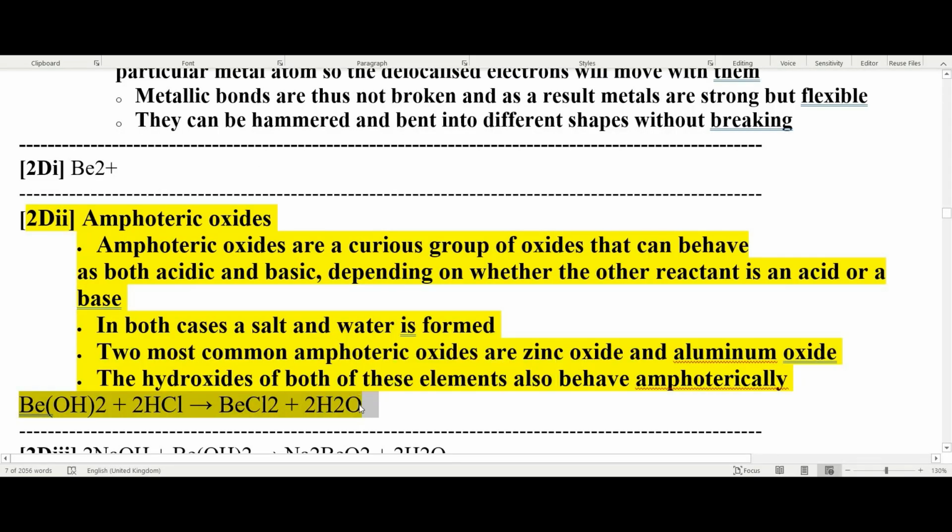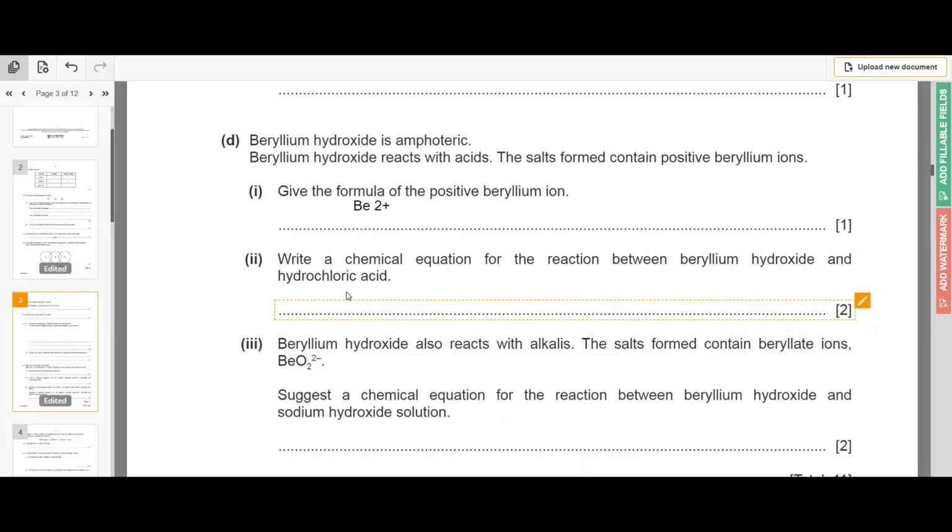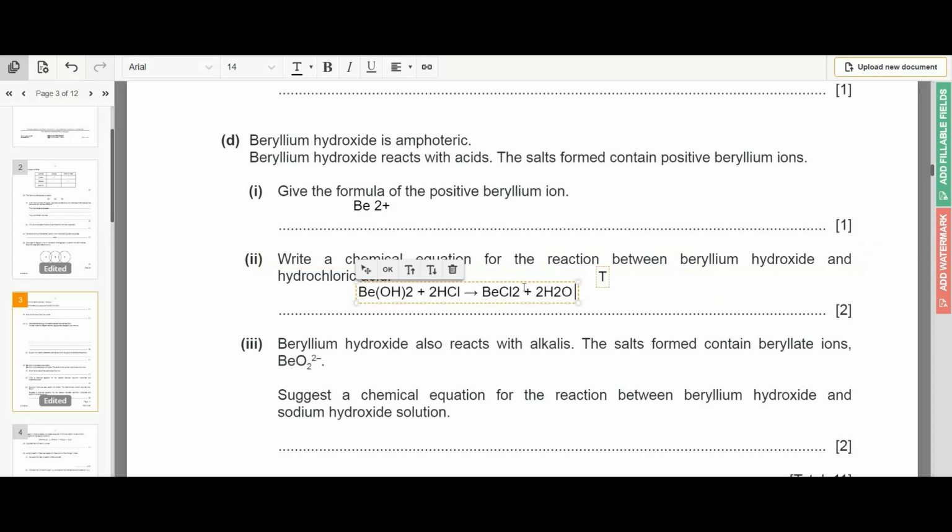And I every time tell you that whenever they ask you for a chemical equation, you need to balance it. Otherwise you will lose that mark. And every mark is precious in IGCSE exams. Okay, so this is the chemical equation you're required to give. Make sure everything is balanced before you move on to the next question.